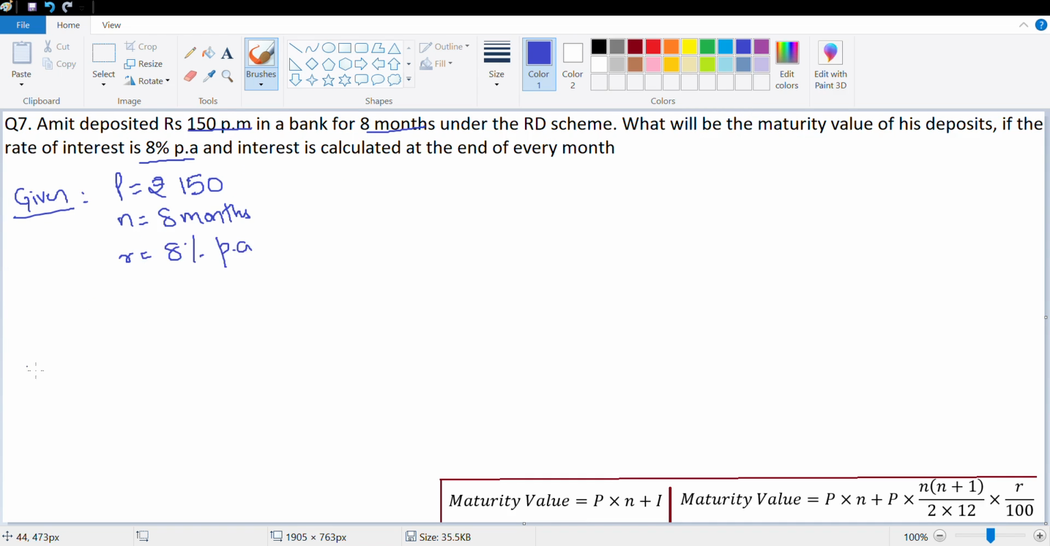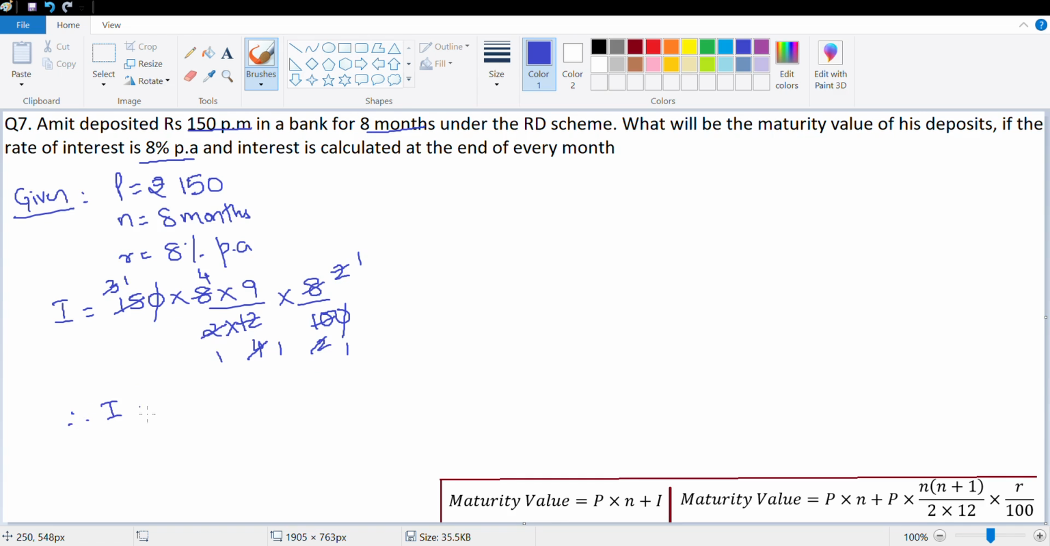So let's look at the interest first. Interest would be P, which is 150, into N, which is 8, multiplied with N plus 1, that's 9, upon 2 into 12 into R, which is 8 upon 100. So this 0 and 0 gets cancelled. This is 5 into 2 and this is 5 into 3. This is 3 into 1 and this is 3 into 4. This is 4 into 1 and 4 into 2. These 2 ones get cancelled. This is 2 1 and 2 4. So this is 9 into 4. Therefore I is equal to rupees 4 into 9, that's rupees 36.